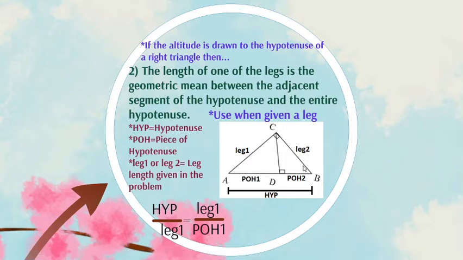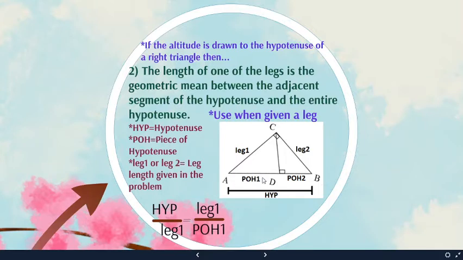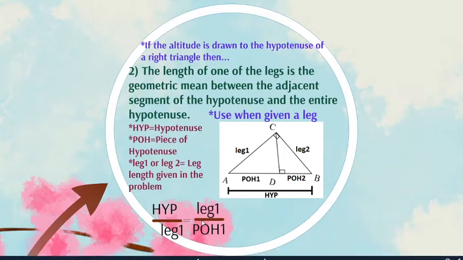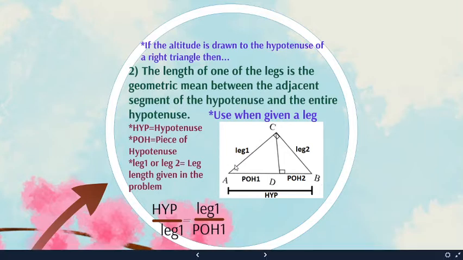So the formula that we're going to use: HYP is the entire hypotenuse, so segment AB. POH is one piece of the hypotenuse, either the first piece or the second, and leg 1 or leg 2 is the leg length given in the problem. When we do this, you're going to set the entire hypotenuse over one of the legs, which will equal the same leg over the part of the hypotenuse that is closest to that leg. So leg 1, the piece of the hypotenuse that's closest to leg 1, is POH1. So leg 1 goes with POH1, which, if you guys see here, is a geometric mean because two of the parts of my proportion are the exact same along the diagonal.